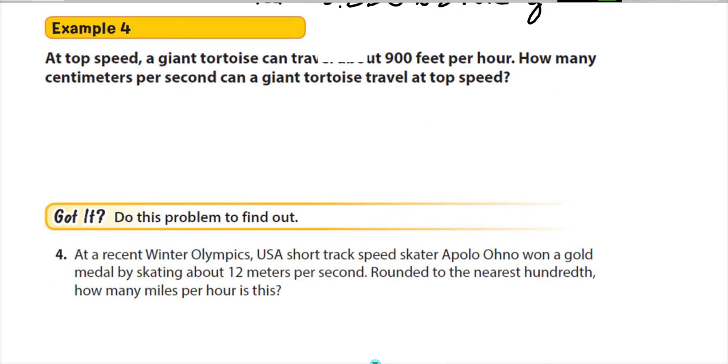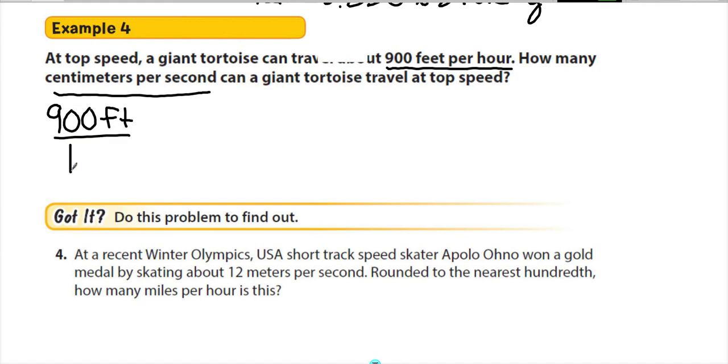All right, and I apologize, mine has a big blank in it. I don't know if yours does too or not, but if it does, sorry. It says, at top speed, a giant tortoise can travel about 900 feet per hour. How many centimeters per second is this? So we have 900 feet per hour, and we have to change it into how many centimeters per second. We're going to be using that chart that we just used. All right, let's get this going. So we have 900 feet per hour, so it's going to be 900 on top.